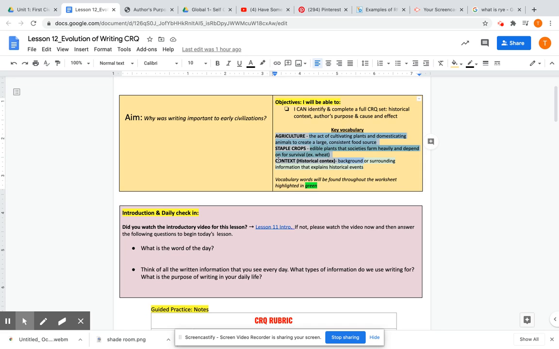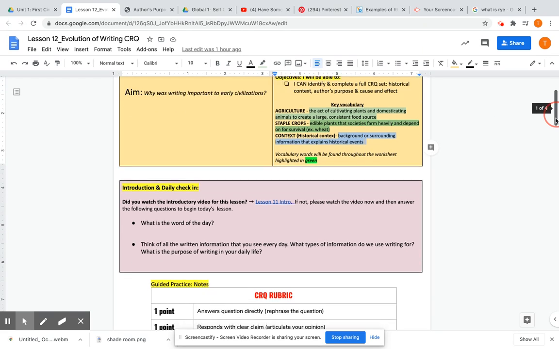All right. Context, historical context. And that's a skill as well. Background or surrounding information that explains historical events. So when you guys pull out evidence and you give me background knowledge about something, or we talk about something prior to the current event or the current time, that's historical context. That's giving me background information or surrounding information that explains the historical event or the topic. All right, so you guys have these skills already. You know how to do these things because we do them every day, and we've learned some of these skills in English. All right, so let's move forward.